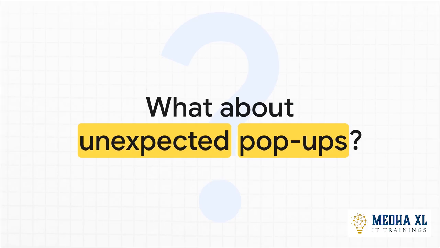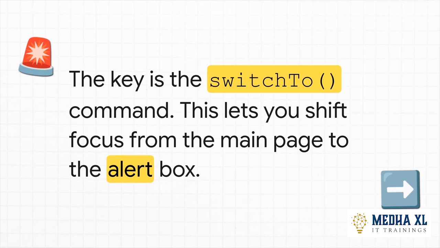You know what I'm talking about, right? Those simple little browser alerts that just pop up and stop everything. If your automation script doesn't know how to handle them, it's just going to sit there, completely stuck. So what do you do? The magic word here is switch to.